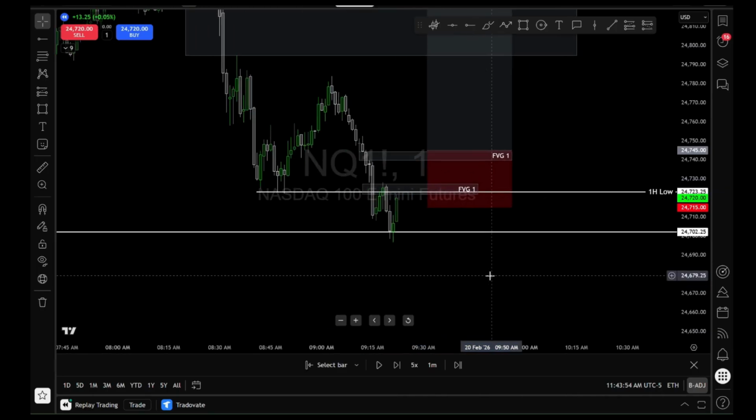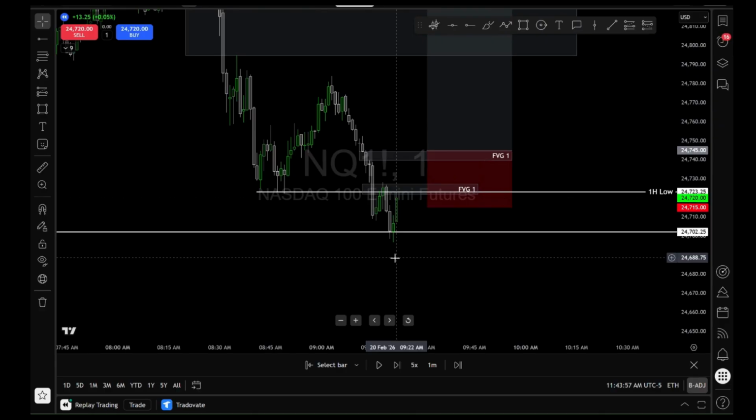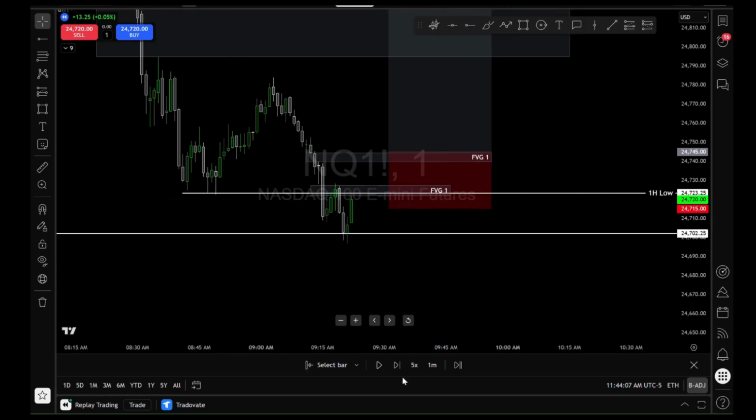Okay, now we're still just waiting. At this point, we're about 10 minutes away from New York session to open. I will absolutely not take a trade before New York session opens, especially when it's that close. So once again, we're just waiting.